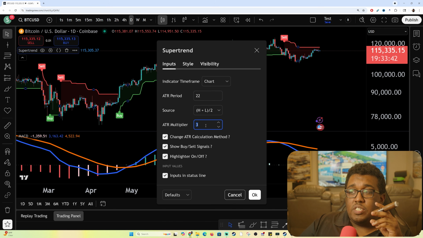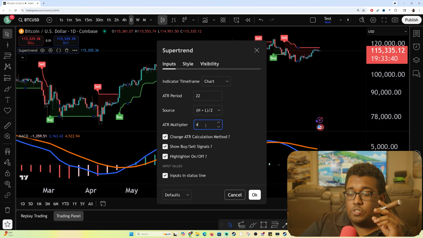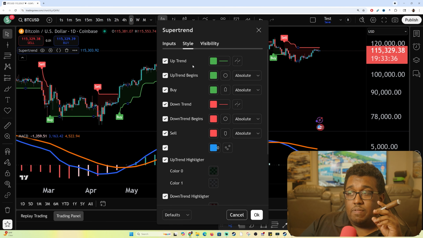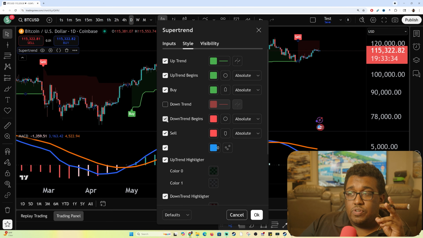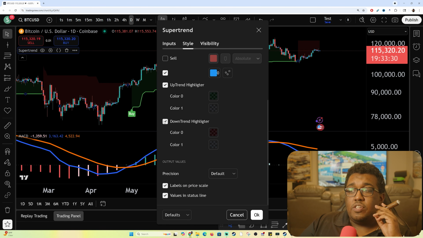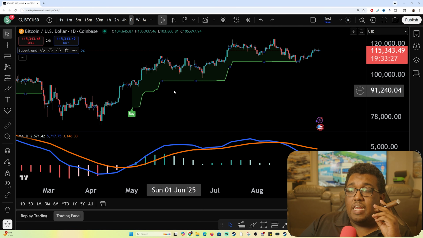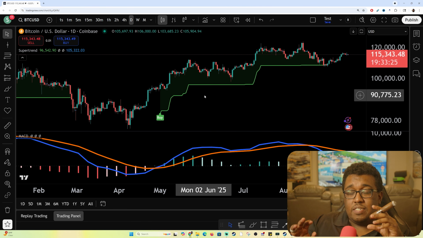The ATR multiplier, I want you to turn it from 3 to 4.6. Afterwards, what I need you guys to do is go over to style and take off the downtrend begins, and sell. Go down a little bit more, then turn off the downtrend highlighter. Hit OK, and this is the basis of the entire thing.